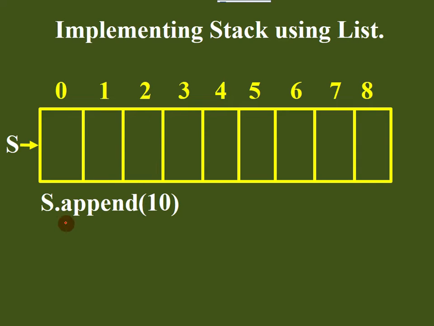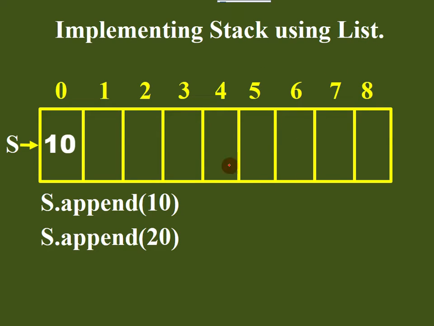So when I make use of s dot append within bracket 10, the element 10 is appended to the list, that is, it is inserted into the list. Now this is the topmost element as well as the element at the bottom, because there is only one element in the list. Again, let me insert one more element into the stack using list.